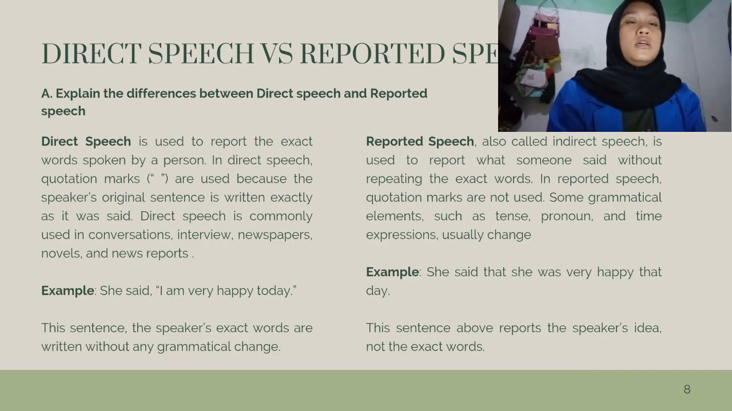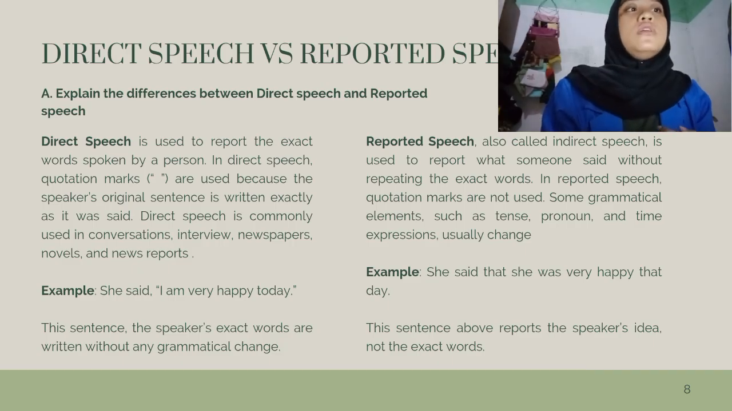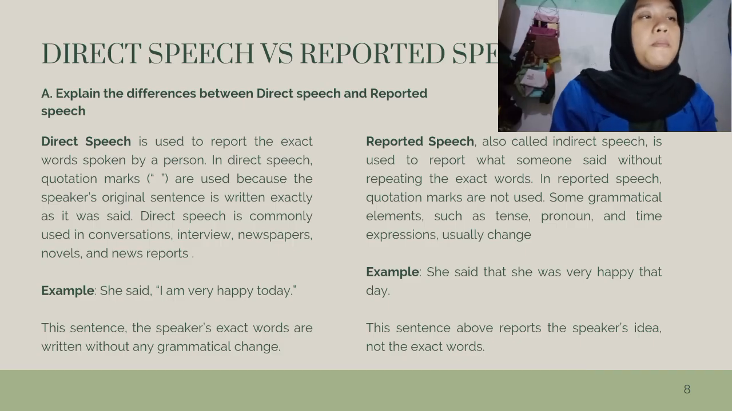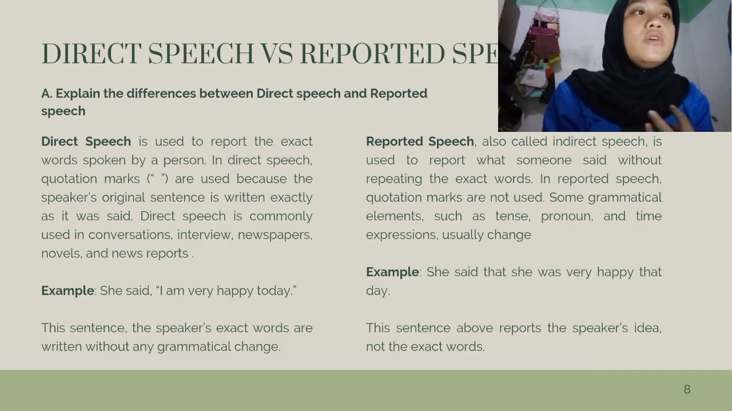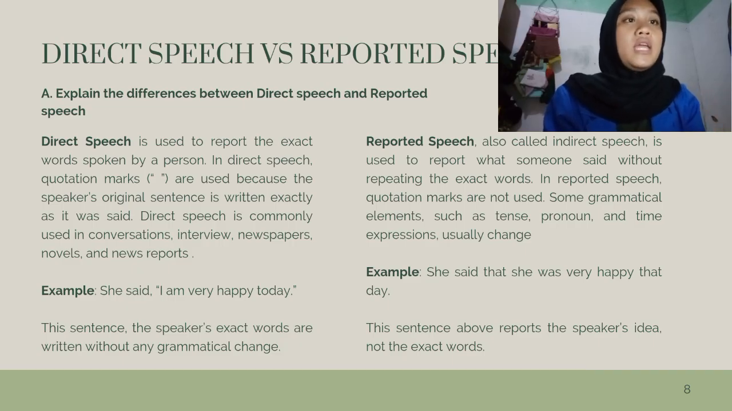Okay, the first is direct speech. Direct speech is used to report the exact words spoken by a person. Quotation marks are used because the speaker's original words are written exactly as spoken. Direct speech is commonly found in conversations, interviews, newspapers, novels, and news reports. For example, she said, "I'm very happy today."